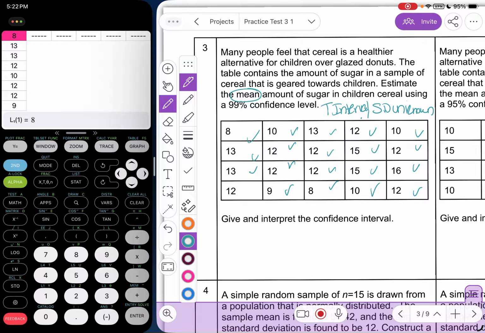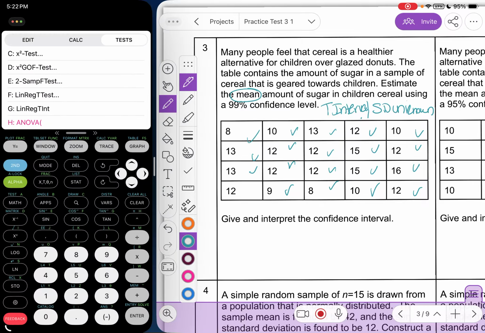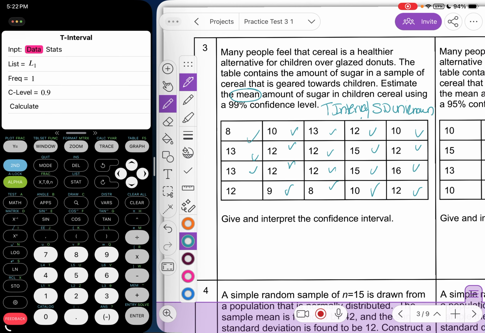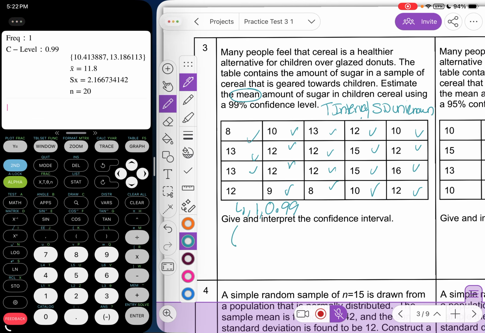Okay, so t-interval, because the standard deviation is unknown, we go to tests, we pick t-interval, data, so L1, frequency is 1, 99%, so we're going to change this to 0.99, and then calculate. So the interval is 10.414 to 13.186. And then it says interpret.